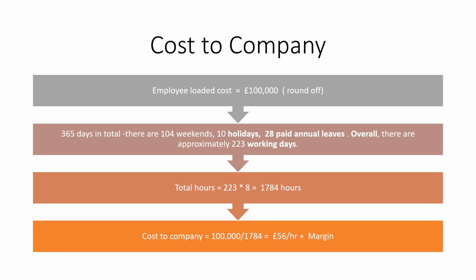So it means we have total hours, so we multiply 223 by 8, that comes to around 1784 hours. So the cost to company is, we divide 100k by the total number of hours. So that comes to around 56 per hour. So this is the cost to company. On top of it, they will put their margins, depending on the skill set of the employee. But for this particular video, we just take this actual cost for our upcoming analysis or calculations.